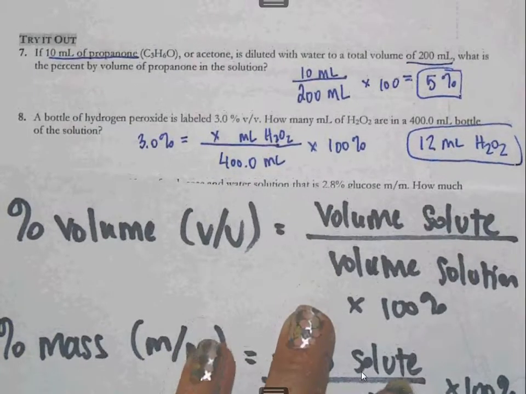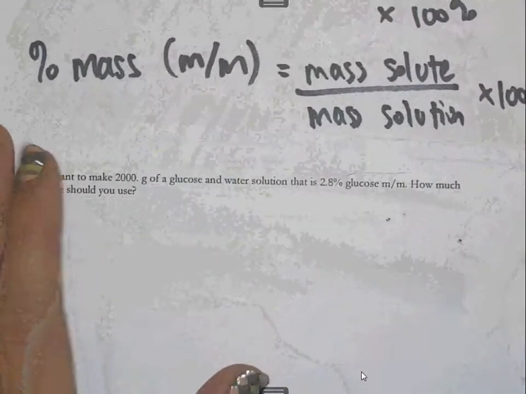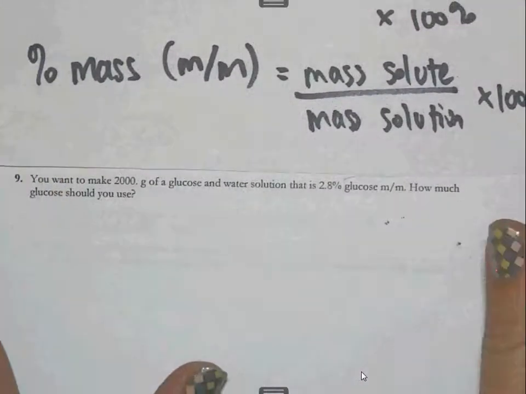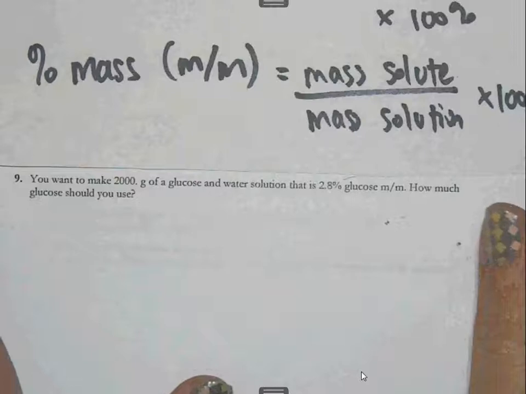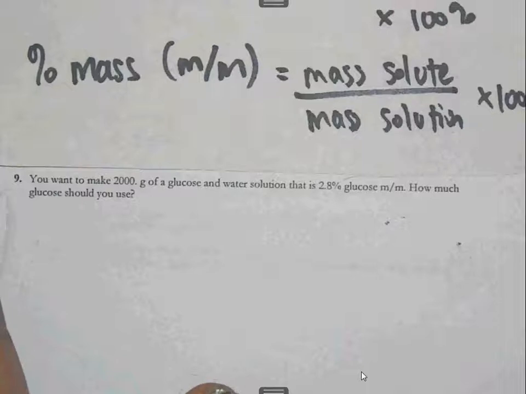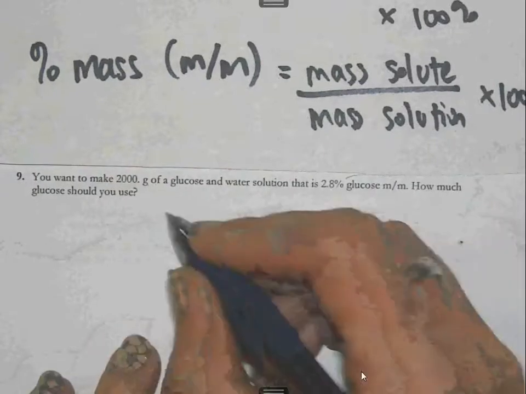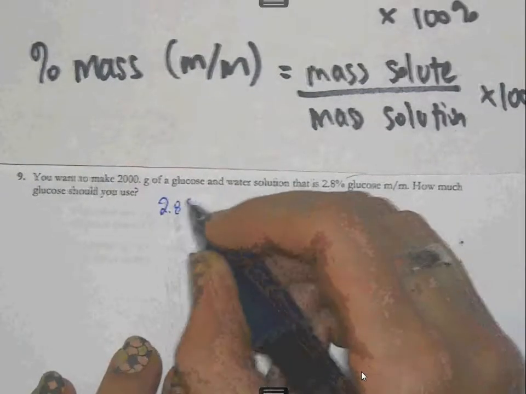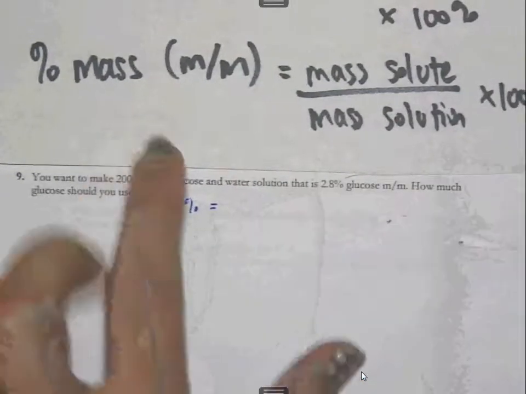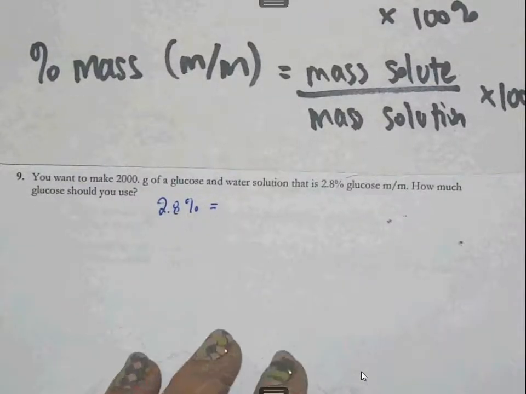My last one says you want to make 2,000 grams of a glucose and water solution that's 2.8% glucose mass by mass. How much glucose should you use? So, well, this time it's kind of like last time that it's a little backwards. They gave me the percentage, but this time it's the mass equation instead of the volume. Really doesn't change anything about how I'm going to work it.